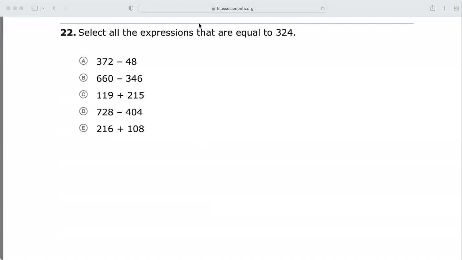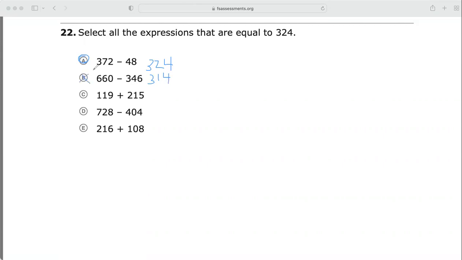Okay, select all the expressions that are equal to 324. So we're going to solve all these out and find out which ones are equal to 324. Okay, so A is 372 minus 48. That does equal 324. Yes. Okay, so B is 660 minus 346. That is equal to 314. So that is not one of the answers.